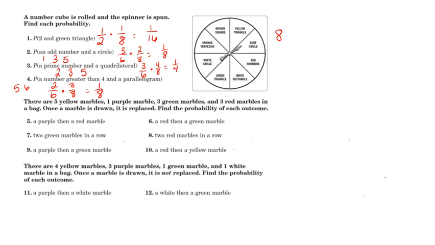There are 5 yellow marbles, 1 purple marble, 3 green marbles and 3 red marbles in a bag. Once a marble is drawn, it is replaced. Find the probability of each outcome. So first of all, we need to find the total number of marbles. 5 plus 1 plus 3 plus 3 is 12. So there's 12 marbles. And we want to find the probability of each outcome. It's replaced, so it's independent.